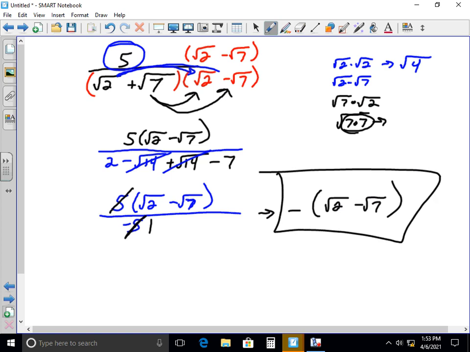Remember we said back on the last test, if we have a negative out front, we could either put that negative on bottom, on top, or out front. So we just moved it from bottom to out front.